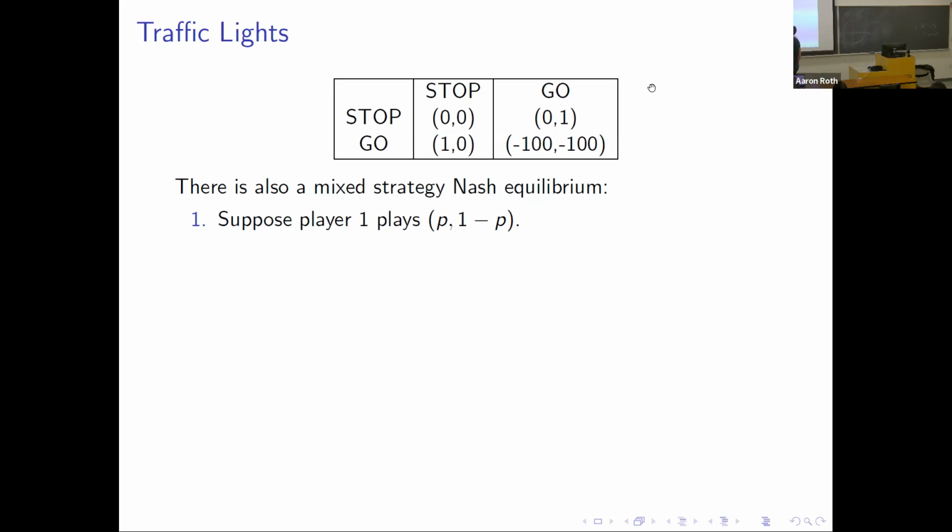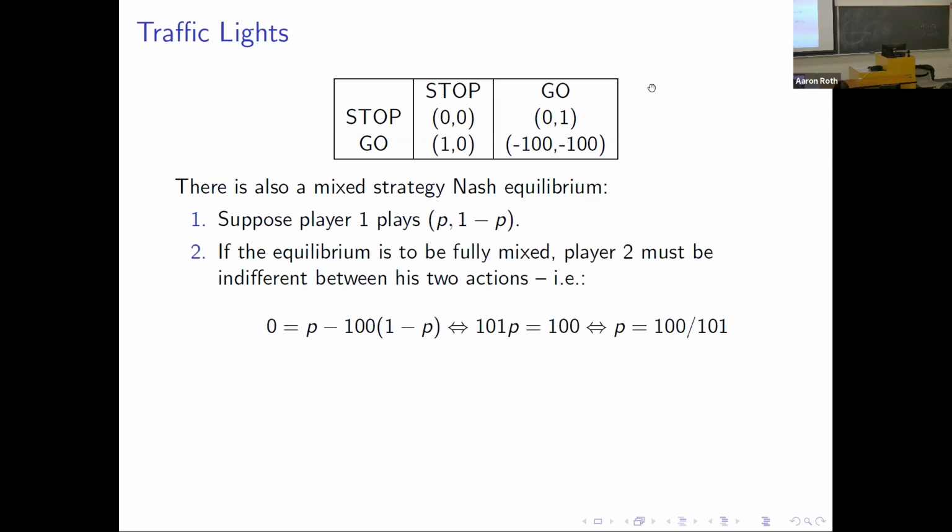And so, since it's just a two-action game, that equilibrium will be defined by just a single parameter, p. What is the probability that you stop? And we can just crank through what the equilibrium must be. Like you showed on the first homework, if we're really going to have a fully mixed equilibrium with support over both of these actions, then it's got to be that at this equilibrium, both players are indifferent between their two actions.